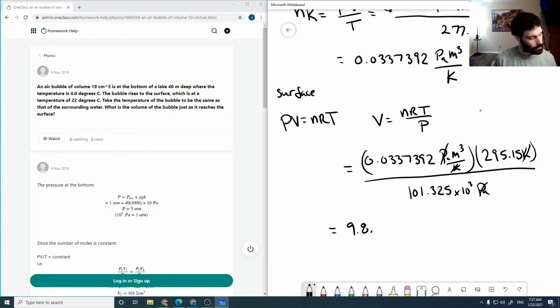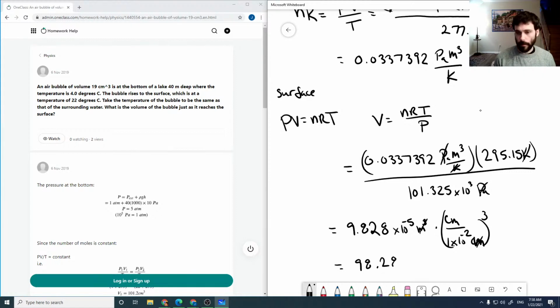So 9.828 times 10 to the minus 5 meters cubed, which we can put into centimeters cubed by multiplying by the relevant factor. So our meters cubed will cancel, and this will be 98.28 centimeters cubed.